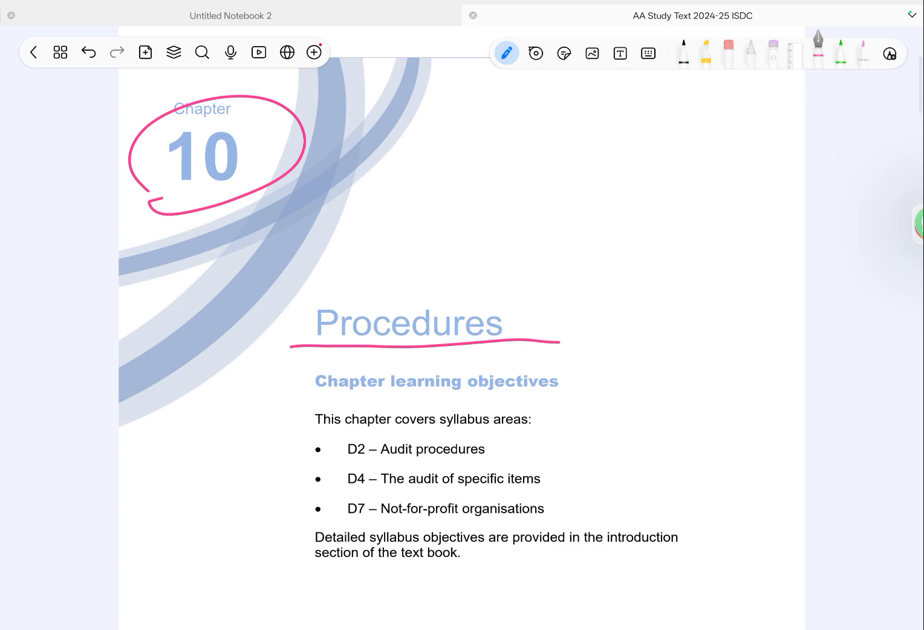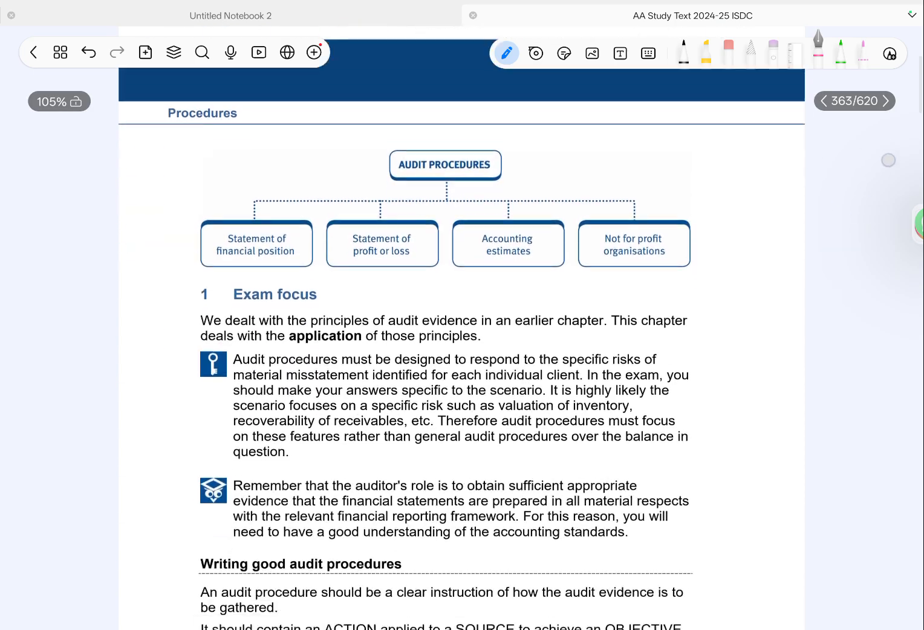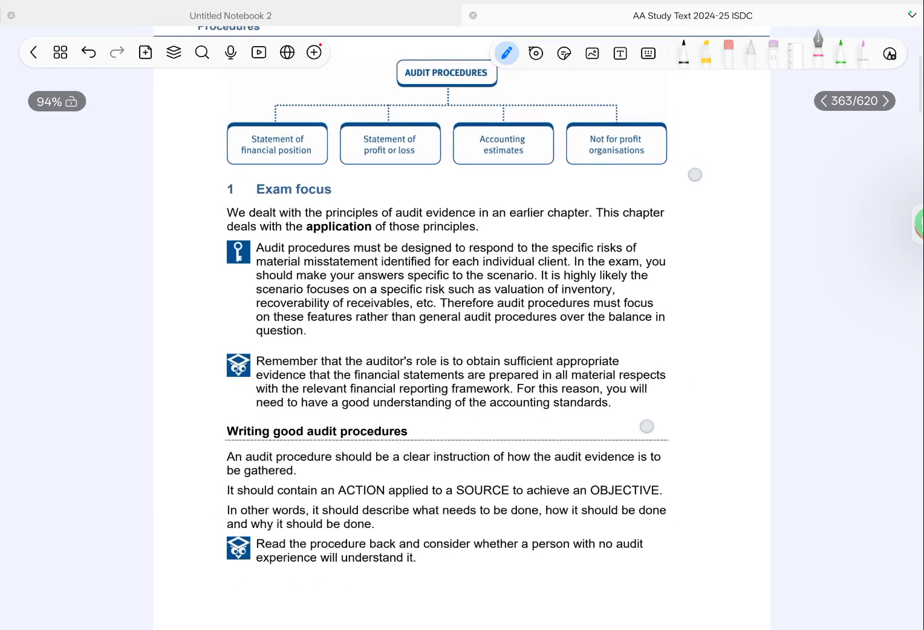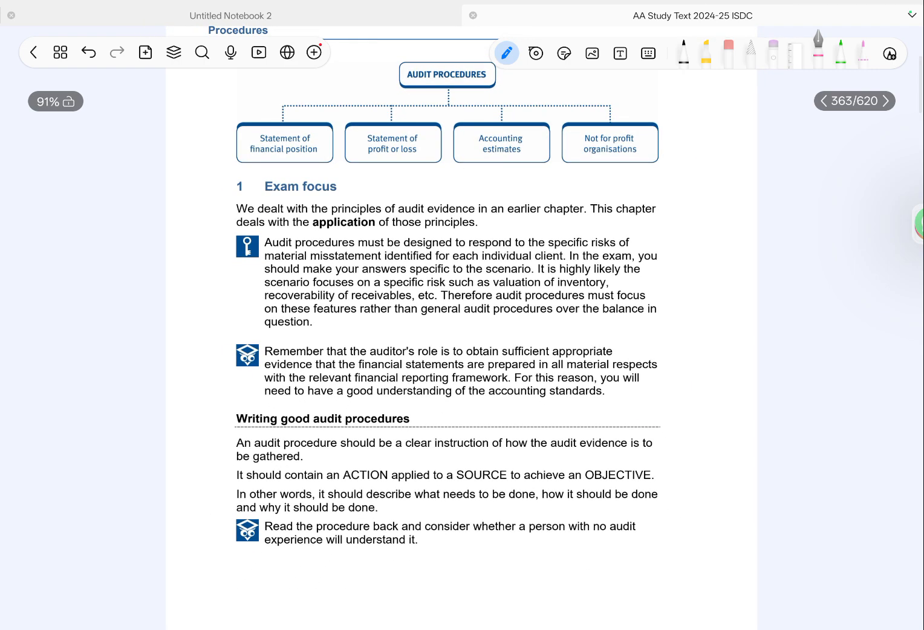Okay, so this chapter focuses on the practical application of audit evidence, and audit procedures should always be designed on the specific risk of material misstatements identified for each client. In exam, this means your answer must be tailored to the scenario, not generic. For example, if the risk relates to inventory valuation or receivables recoverability, your procedure should directly address those areas. Generic answers won't fetch you any marks.